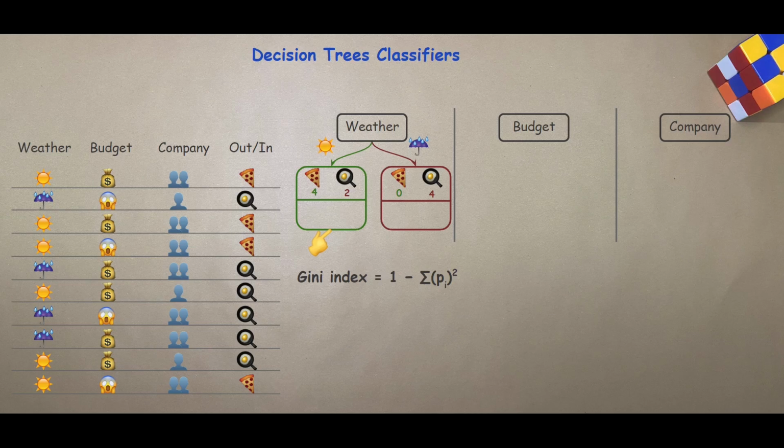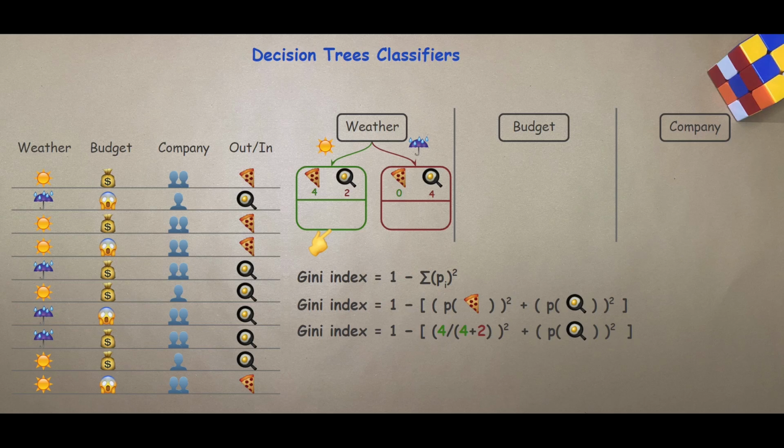Its formula is simple. 1 minus the summation of the probability of samples belonging to each class at a given node is squared. Well, that doesn't sound simple, does it? Give me another chance. It's 1 minus the summation of the probability of a sample being a pizza squared and the probability of a sample being a pan squared at a given node. Things will get clearer in a minute.